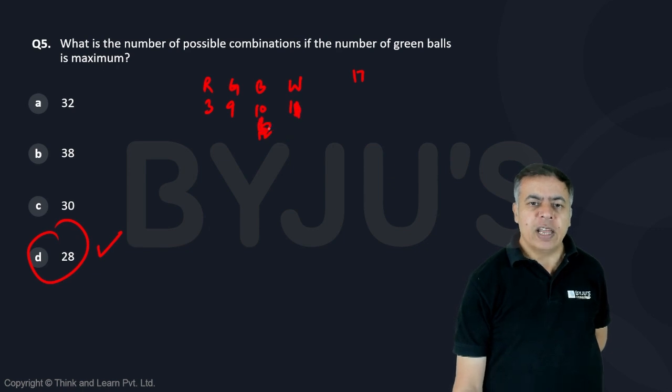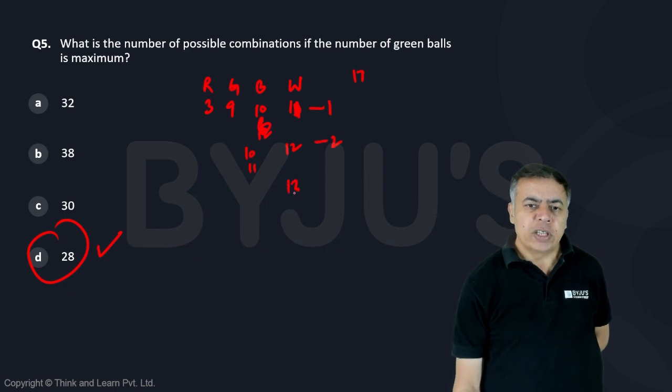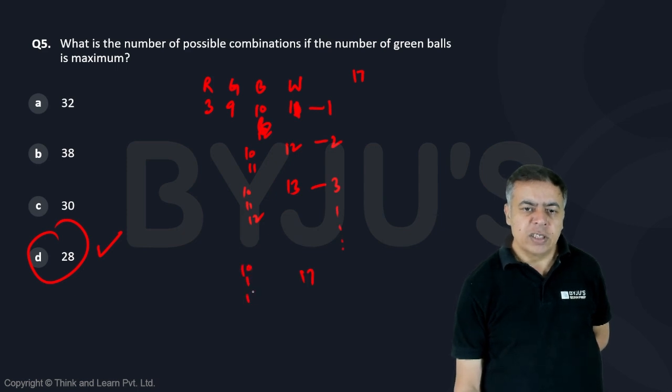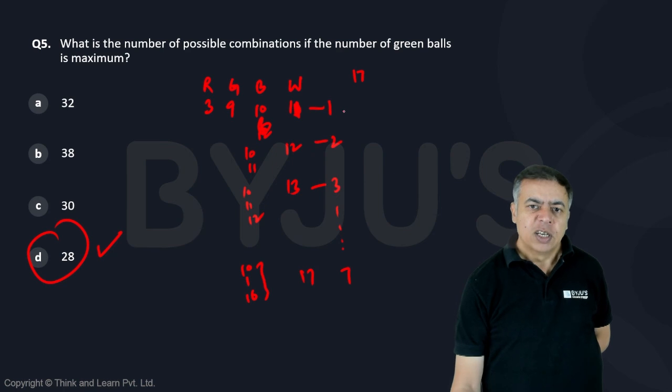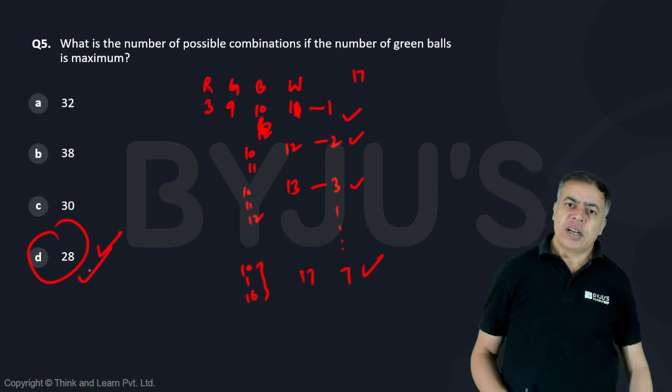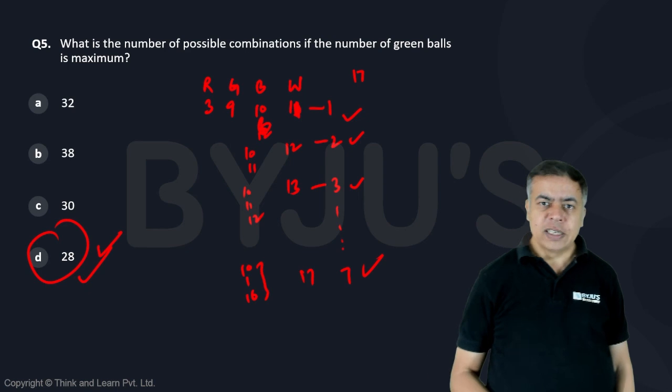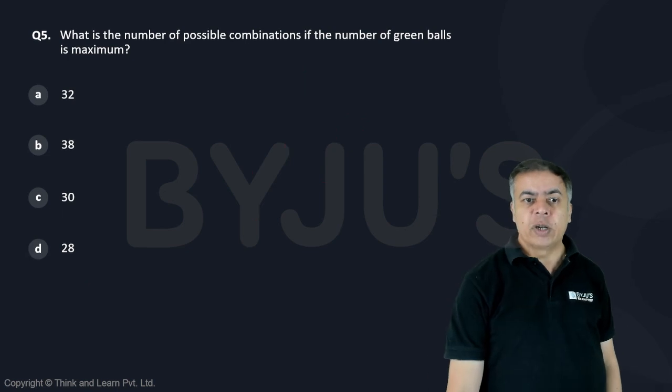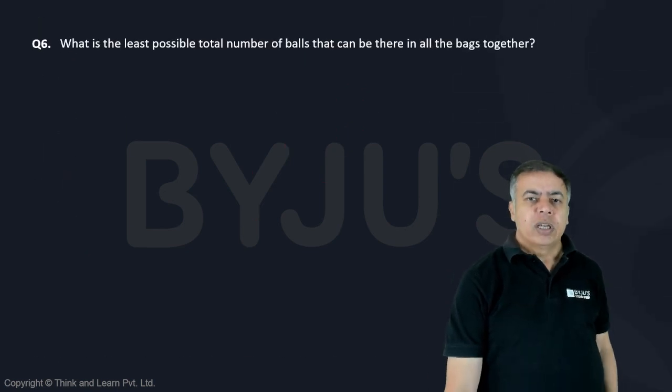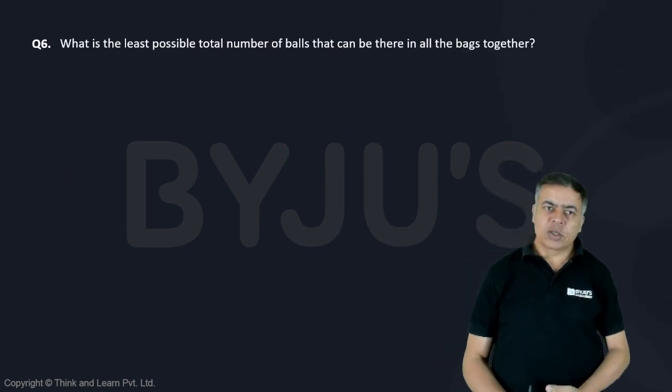When you have 11 there will be one case. When you have 12 there will be 10 and 11 here, so 2 cases. So when you have 13 white, you have 10, 11 and 12 for blue, that is 3 cases. Similarly, up to 17 when you go, it is 10, 11 up to 16, that is 7 cases. So 1 plus 2 plus 3 up to 7 is 28, sigma 7. So we have already done this, so you can see that we will have 28 total possibilities. Okay, so let's move to the next question on this set.